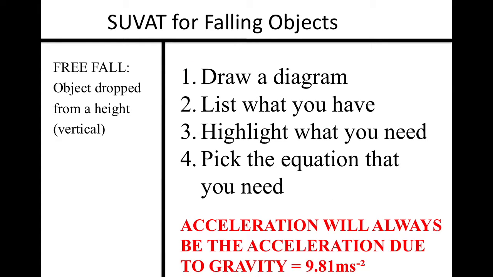Let's begin our T-notes. When you have a free falling object, an object that is dropped from a height, so it's going vertical, the first step that you want to do is to draw a diagram. Step 2 is to list what you have. Number 3 is to highlight what you need. And then finally, you want to pick the equation that you need before you solve. One thing to note is that the acceleration is not going to be any different because the acceleration will always be due to gravity, which is a constant of 9.81 meters per second squared.